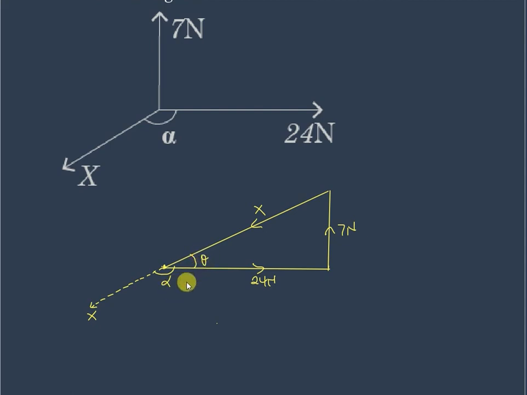Call this one theta. Alpha is the angle between the 24 Newton force and x. I remember telling you the other day what it means to have that: they must be starting from a common point, and both of them are either away from it or both are coming towards that point. And so here, both of them are away.